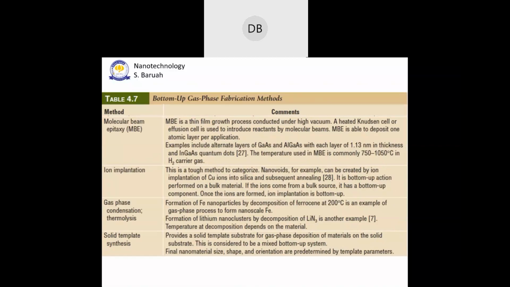Then another method is called molecular beam epitaxy. This is again a thin film process. It is done under extremely high vacuum conditions. That means it has to be in some tube where you use a vacuum pump to suck out the air from inside, and the pressure inside goes extremely low.